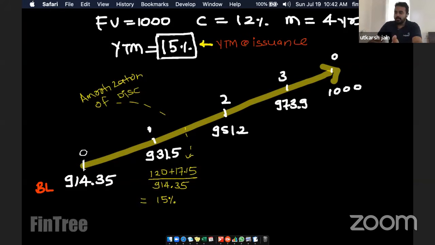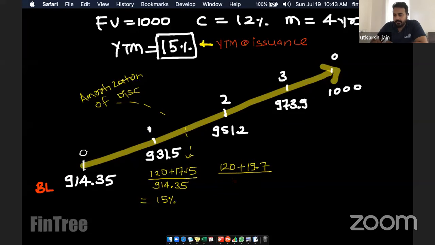But then the question you might want to ask me is, Utkarsh, does it work next year also? And the answer is yes, it will work for next year as well. So let's see what happens next year. So next year, we will get 120 plus. Can you calculate the amortization of discount for this year now? The distance between 931 and 951. It is 19.7.